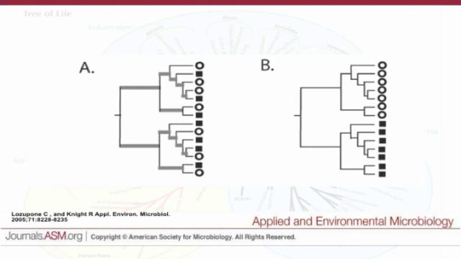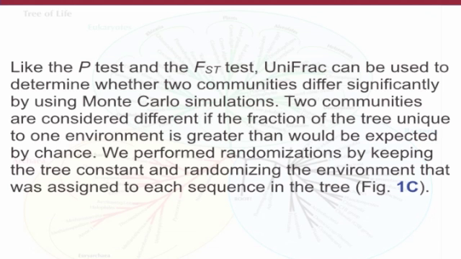So in A, the taxa from the different environments have close relatives in the other environment, and in B, the taxa in each environment have only close relatives within the environment. You're unlikely to see a clean pattern like this in most environmental samples, but this is simply a demonstration of the method.